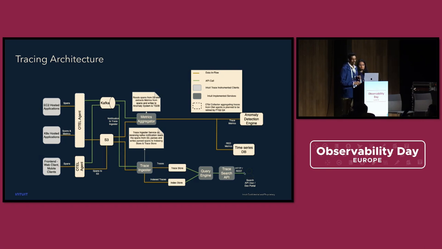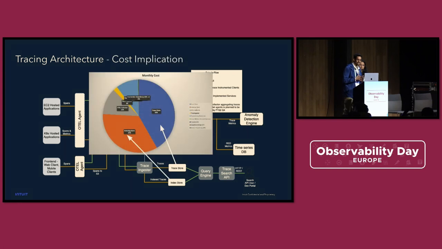With this architecture, when we started looking at the cost aspect of it, we quickly realized that the majority of our cost was coming from the two components that I talked about, which is the trace store and the indexing store. This was contributing almost 70% or 75% of our overall backend cost. So we wanted to tackle this and figure out a way to optimize this or probably even replace it or whatever.